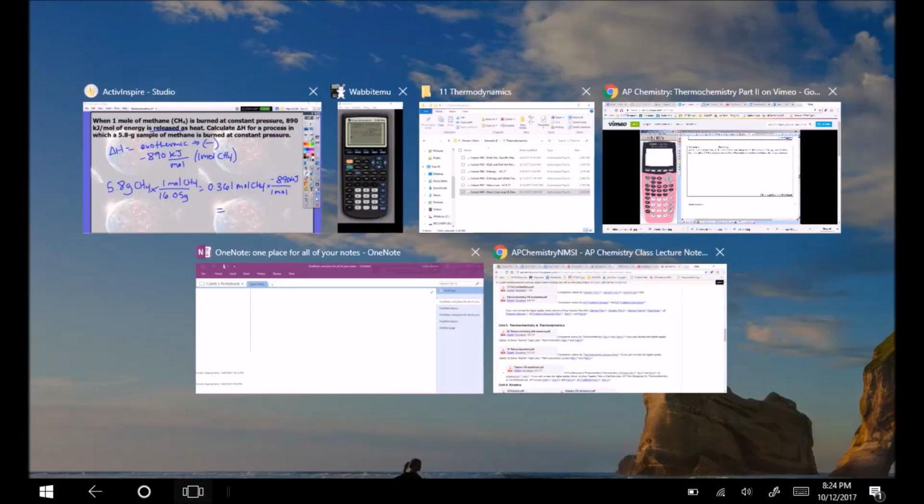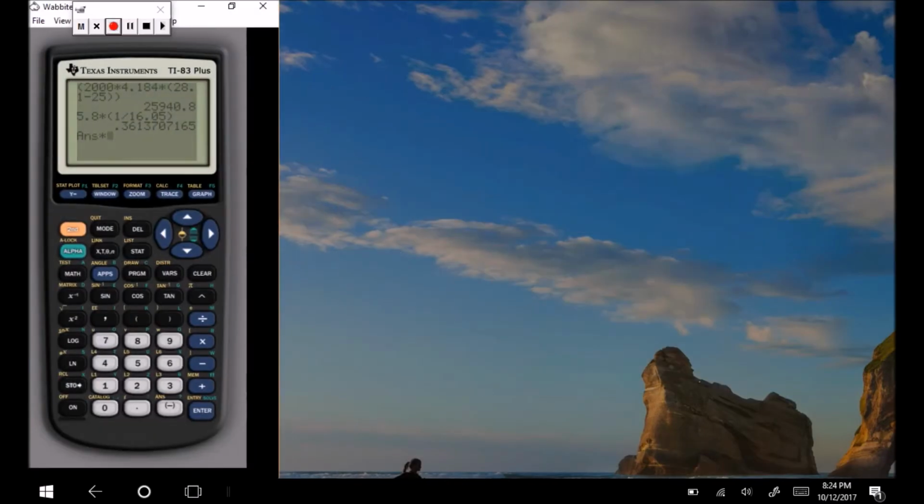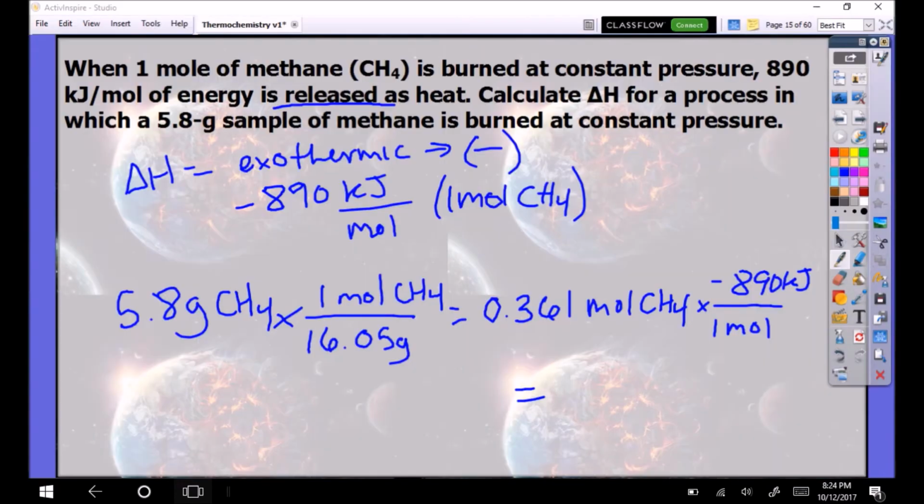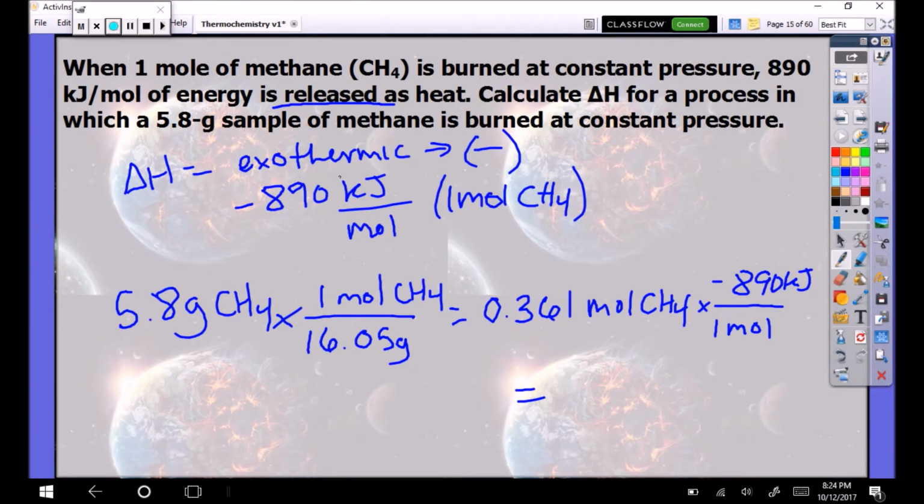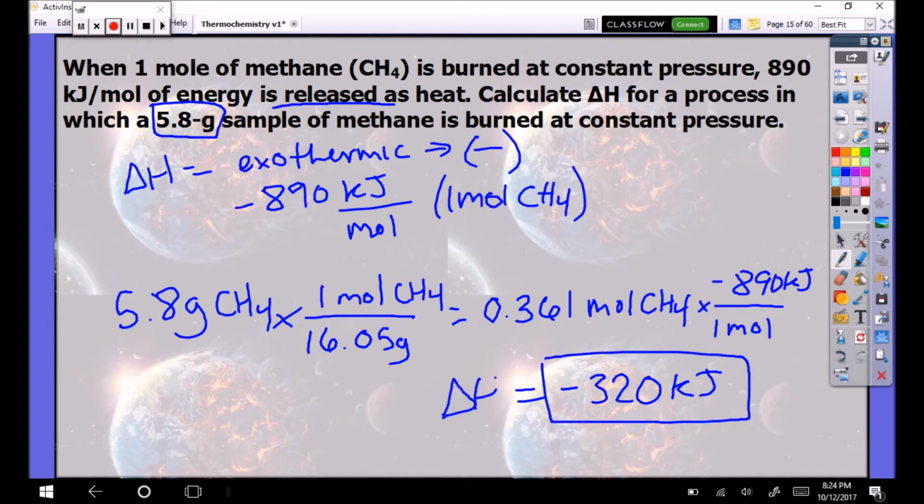All right. We can go through, do our math. We end up multiplying by our negative 890 divided by 1, right? That's our fraction. 890 is on top. And we get negative 321.6 kilojoules. All right, negative 321.6. And I guess with kilojoules, we can go with 2 sig figs here. The negative 320 kilojoules of energy. And this is our delta H. Not too bad. Okay.